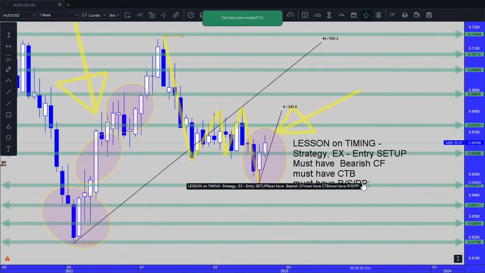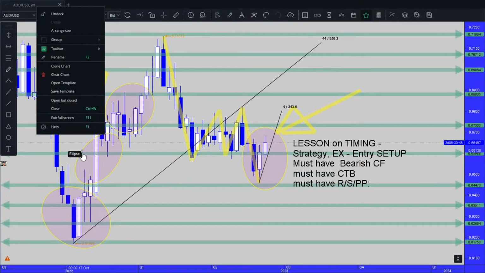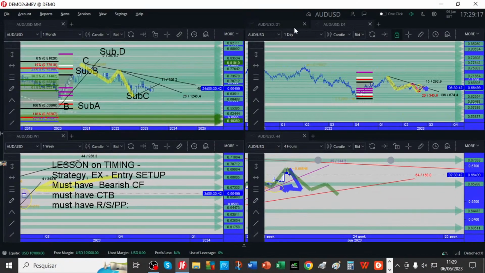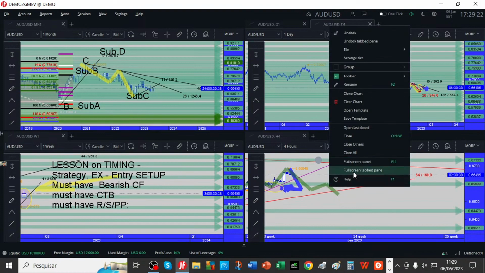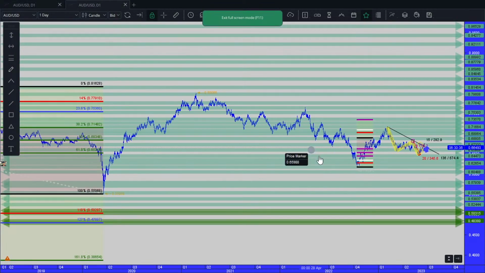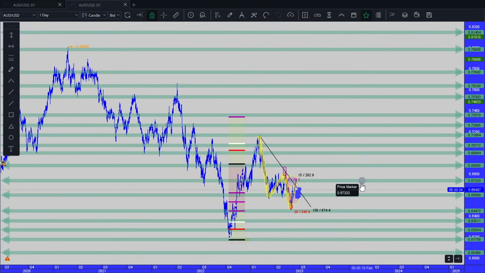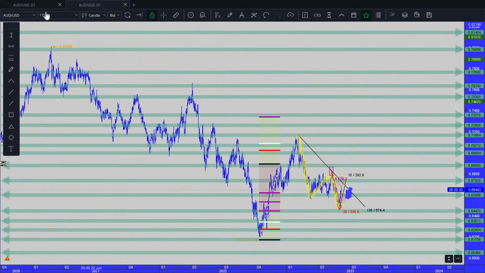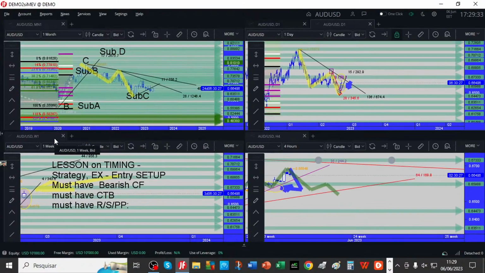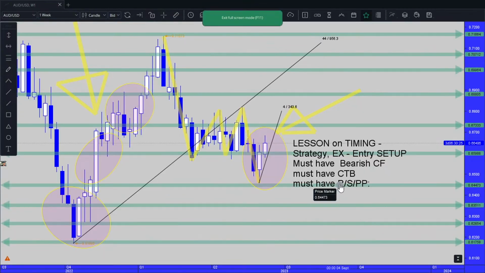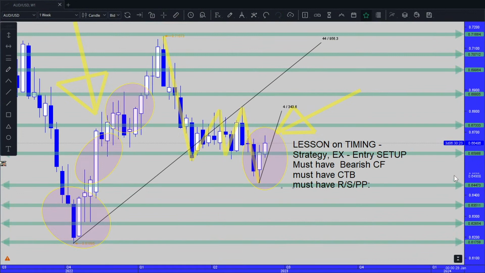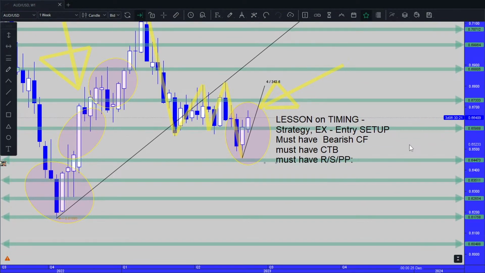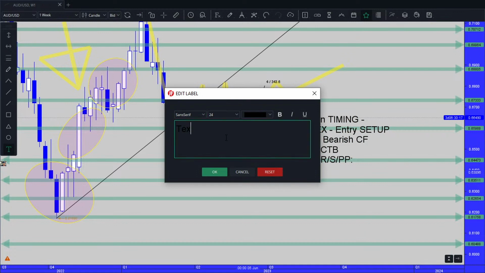In here, this is the daily. Where was it? Here? This one maybe. Where is the strategy, right? Lesson on timing, right? One more, and then we're going to finish for today.